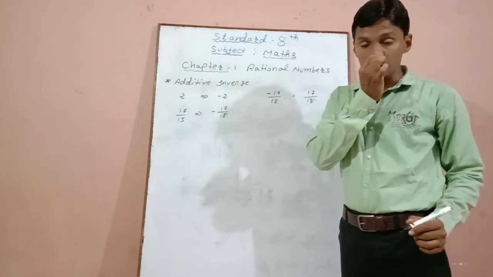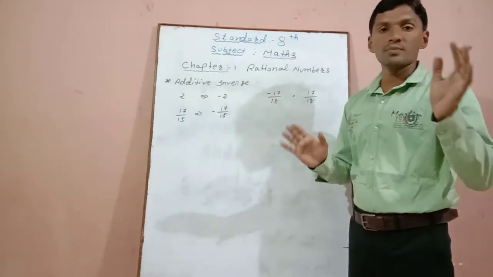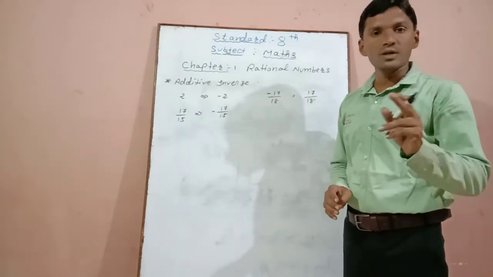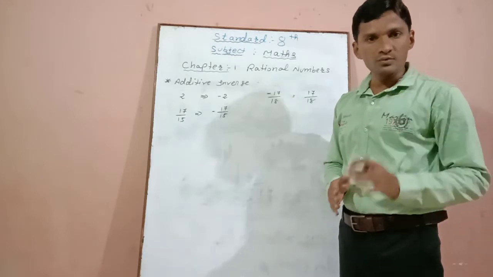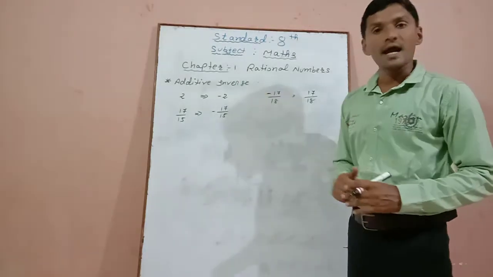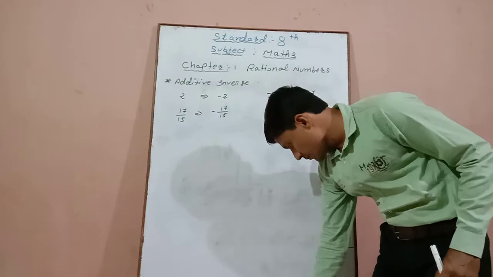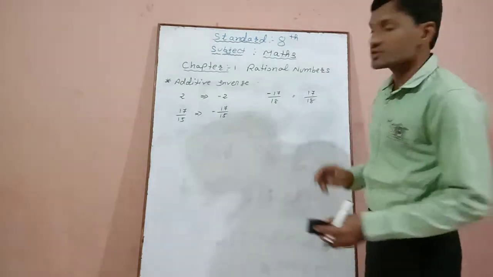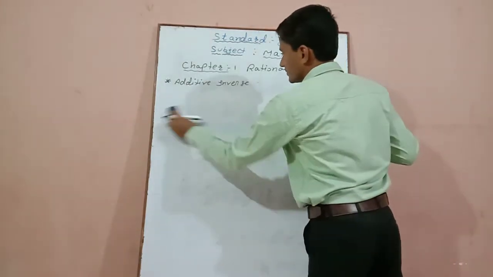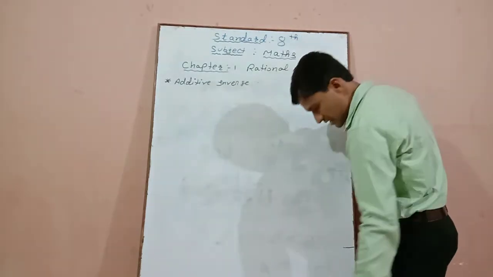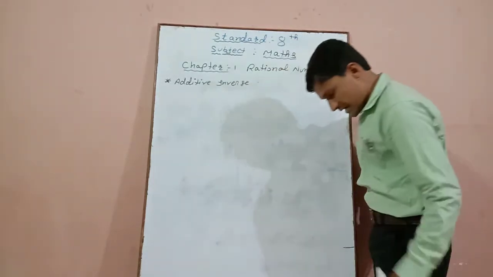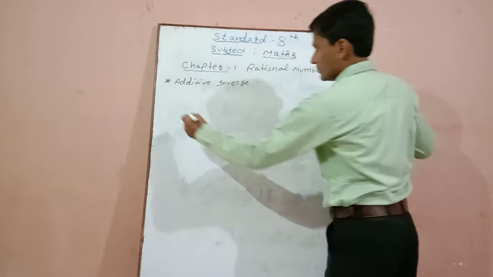In additive inverse we have to change the sign of a number. Plus will be minus and minus will be plus. So this is the additive inverse. Okay. Now next is verification of a result. The second one is verification. Let us start with example number 4.